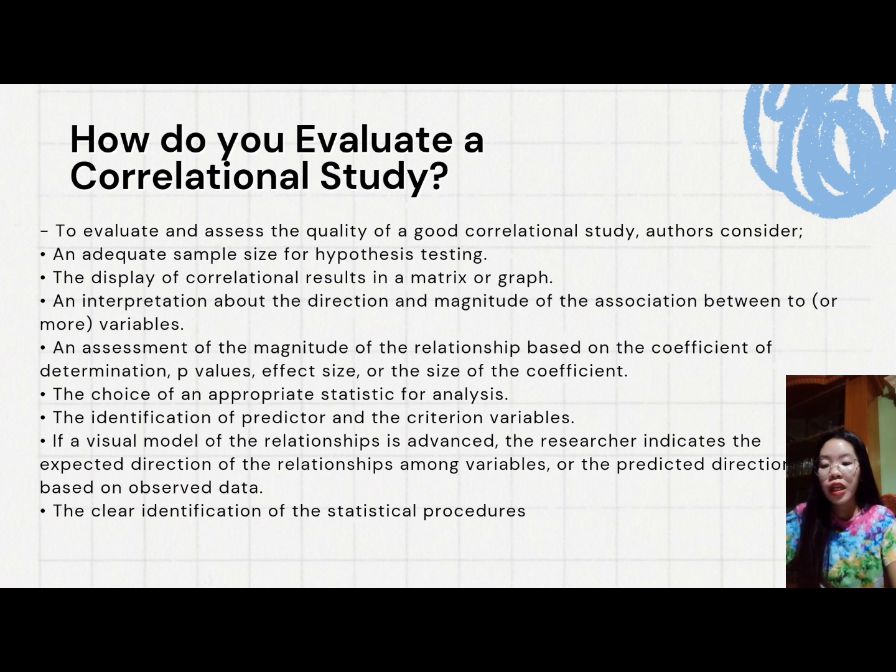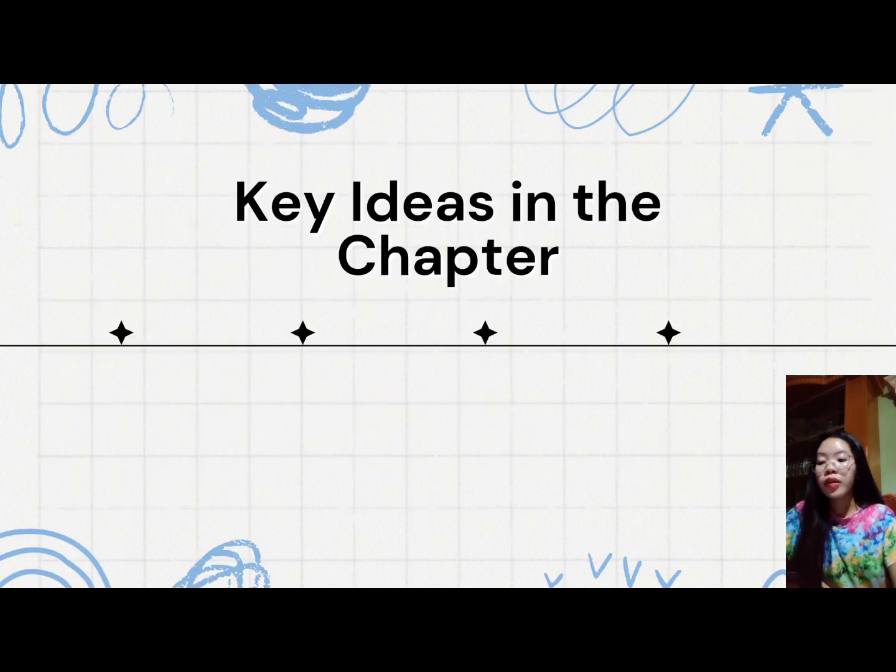for better understanding. The next one is an assessment of the magnitude of the relationship based on the coefficient of determination, p-values, effect size, or the size of the coefficient, the choice of an appropriate statistic for analysis, the identification of predictor and the criterion variables. If a visual model of the relationships is advanced, the researcher indicates their expected direction of the relationships among variables or the predicted direction based on observed data. The clear identification of the statistical procedures.